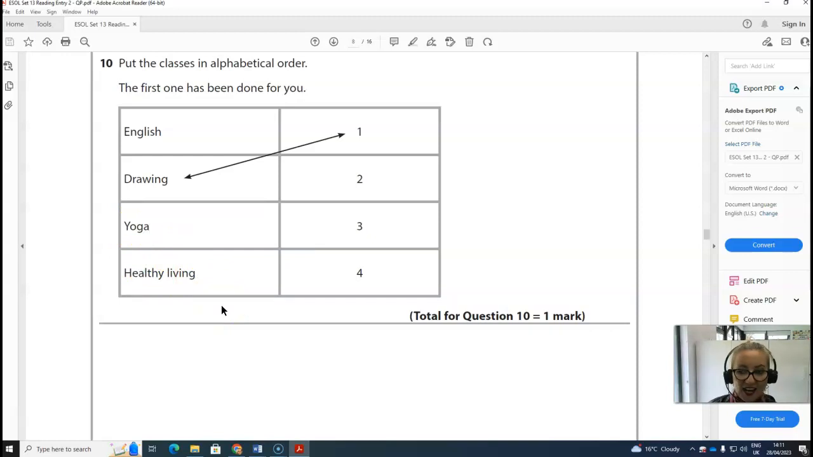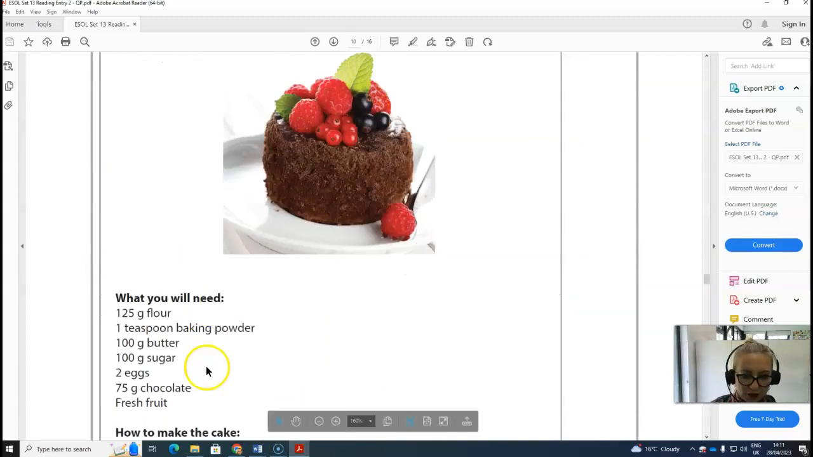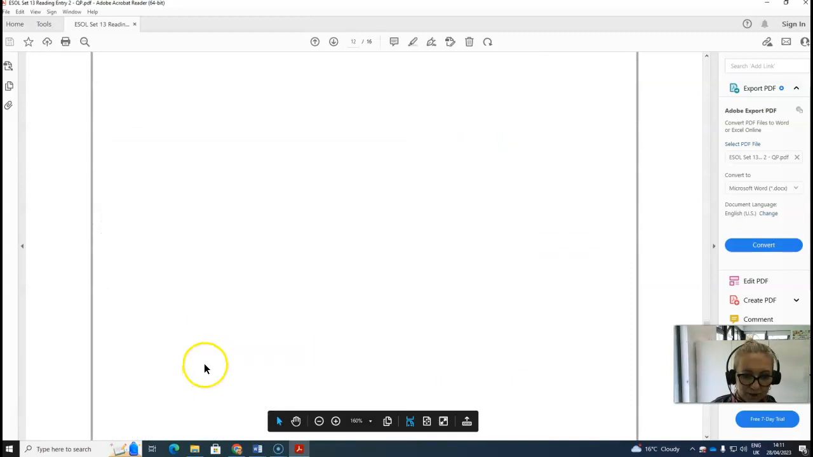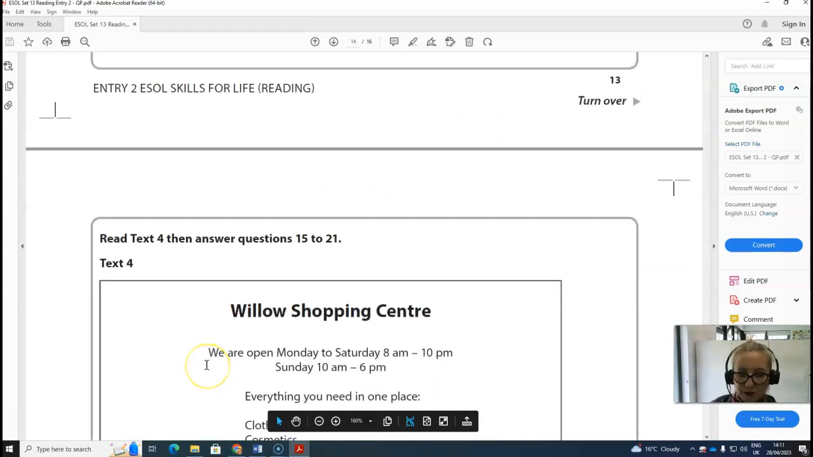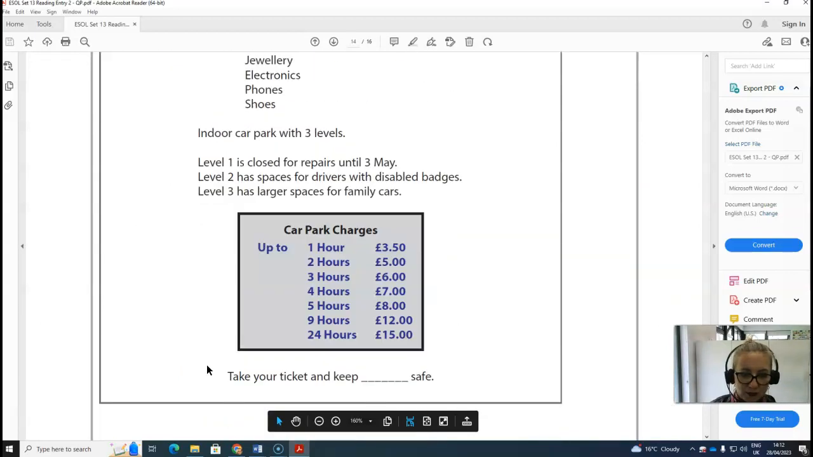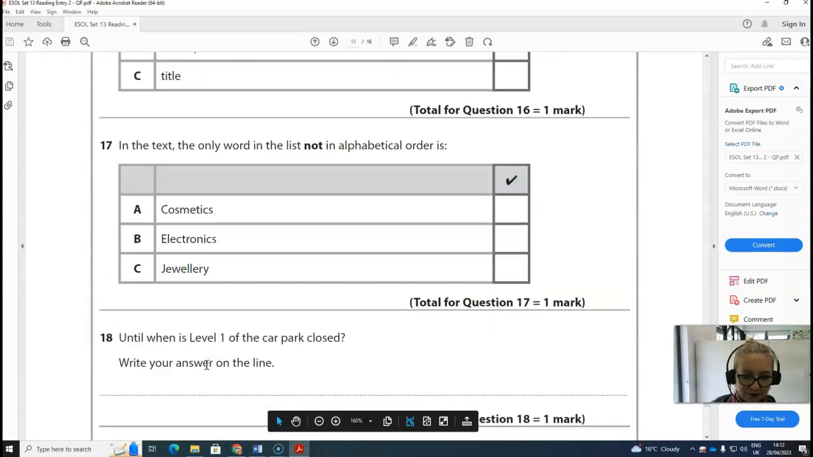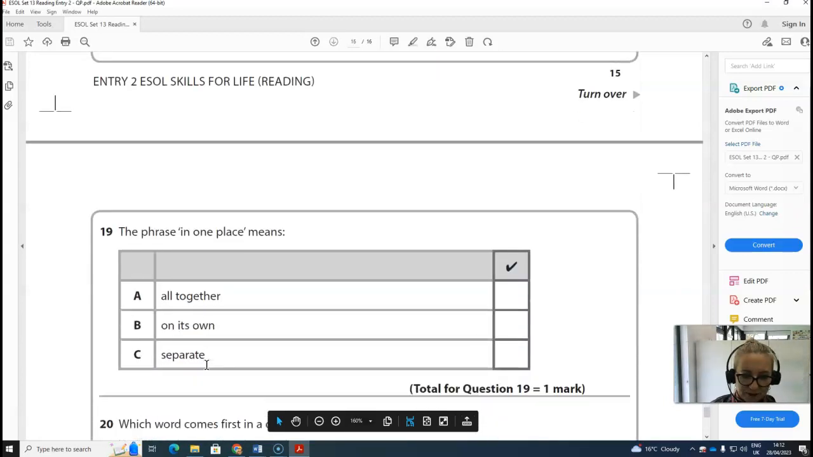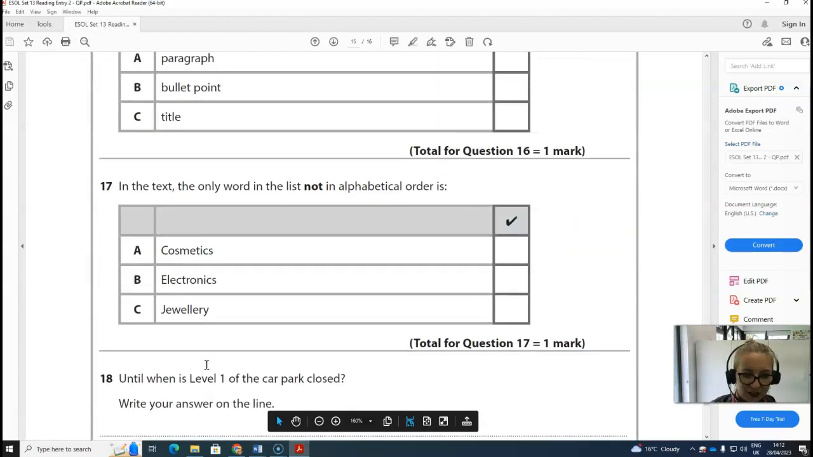All right? And one more question I wanted to show you, which relates to Entry 2 and Entry 3 reading exams. All right. So you've got question 17. Sorry, not 19. In the text, which I'm going to show you in a minute, the only word in the list not in alphabetical order is: cosmetics, electronics, or jewelry.